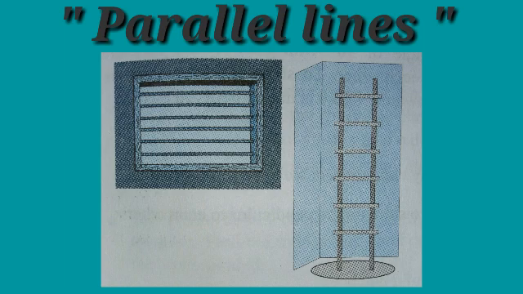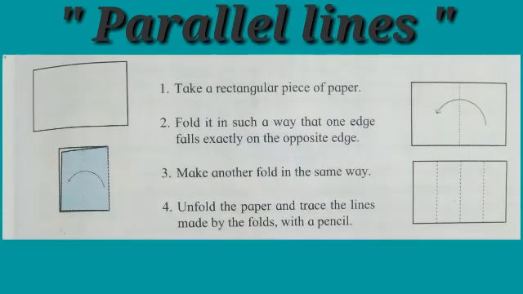So it means that these both are the examples of parallel lines. Now students, here is one activity for you. You have to take a simple rectangular piece of paper. Then you have to fold it in such a way that one edge falls exactly on the opposite edge. After that, make another fold in the same way.